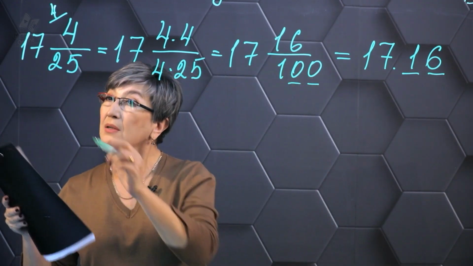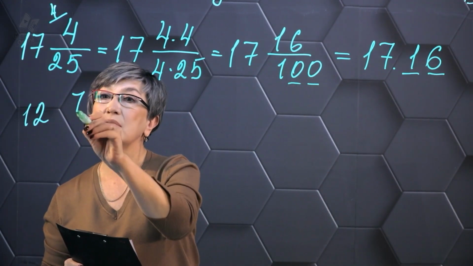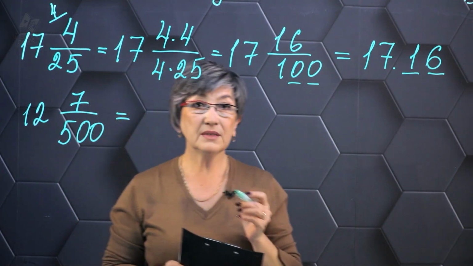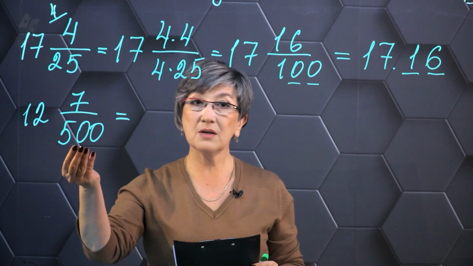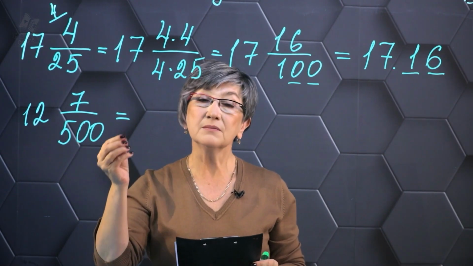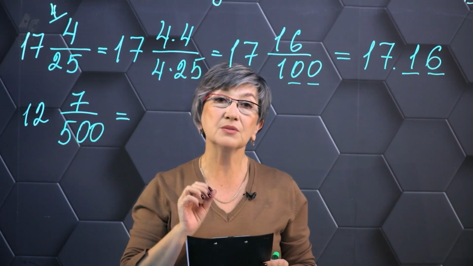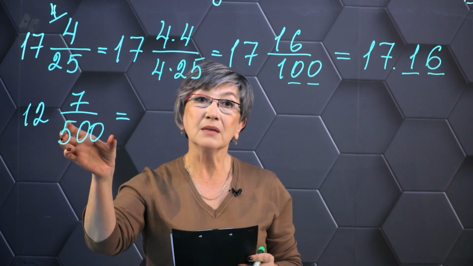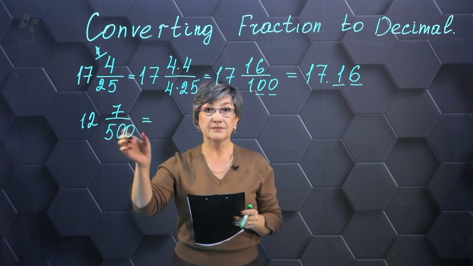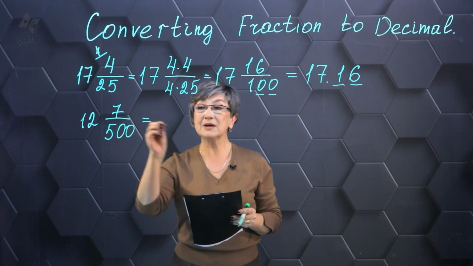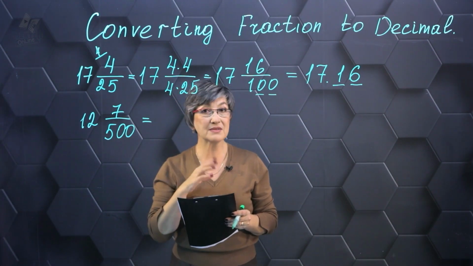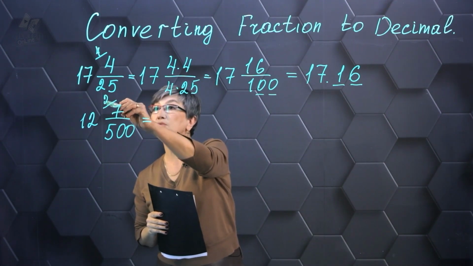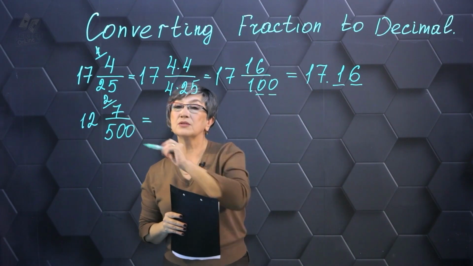Next example, 12 7/500. In this case, again, the denominator is not 10, 100, 1,000, and so on. So I'm trying to get this denominator to the number 1,000. To do this, I'll check: 1,000 is divisible by 500 without remainder. 1,000 divided by 500 is 2, so I write 2 next to the numerator.